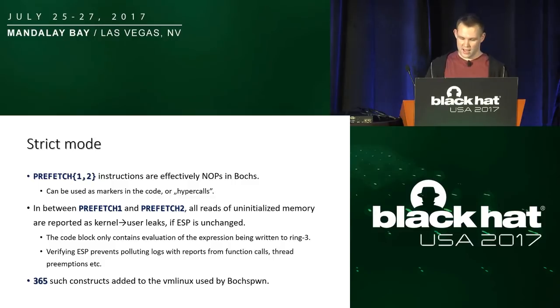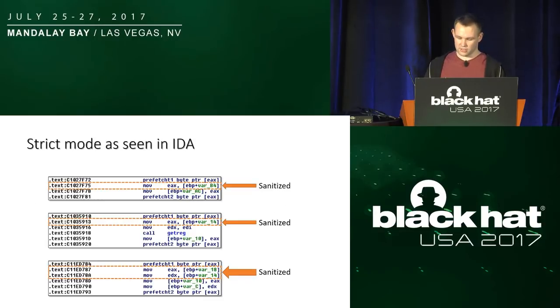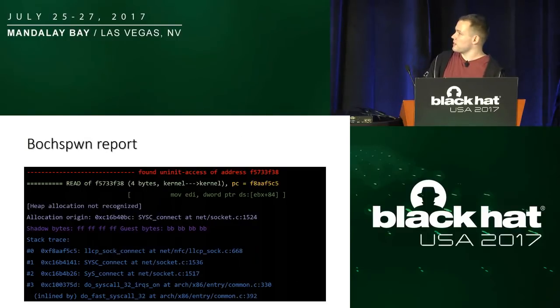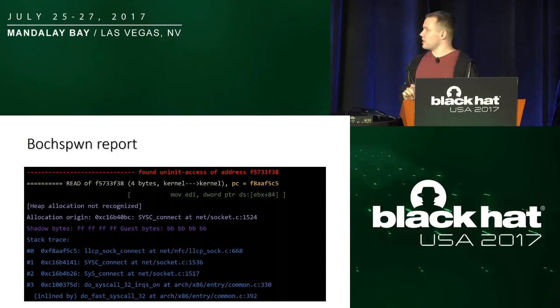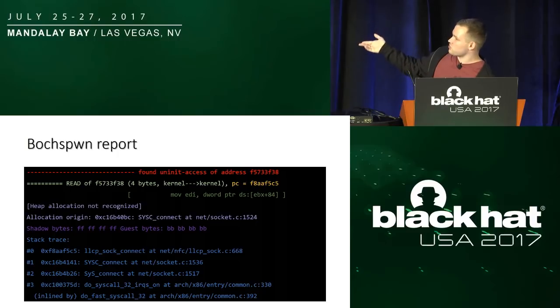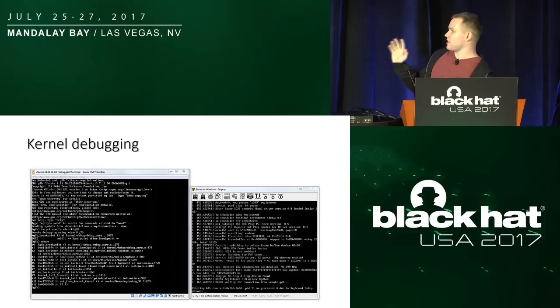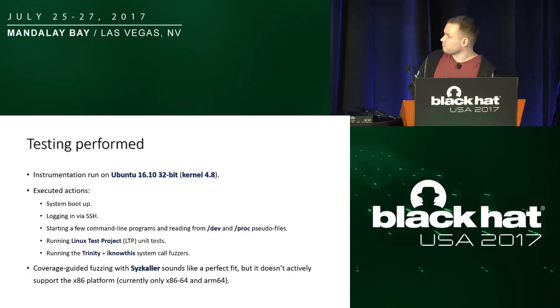You are welcome to ask me about the details of that after the presentation, but that's how it looks in assembly. So we have the prefetch 1 and prefetch 2 instructions, and in between them, we just sanitize all of the memory reads. So yeah, we now have a log very similar to the Bochspwn report: all the same information about the instruction, the stack trace where the bug happened, and so on. We also have a kernel debugger attached, so we can debug these bugs at runtime.